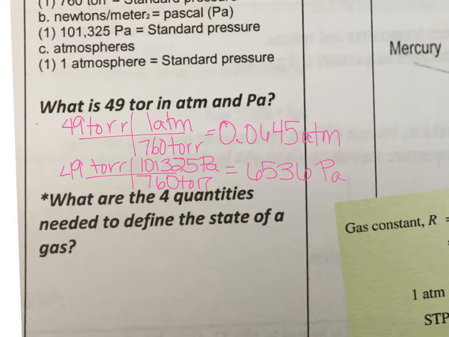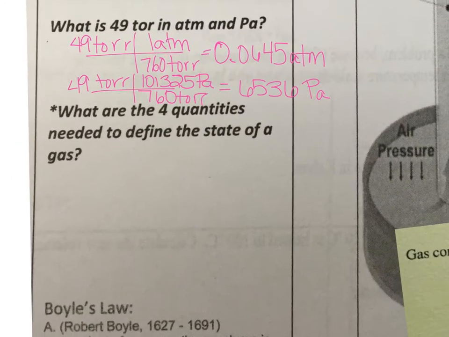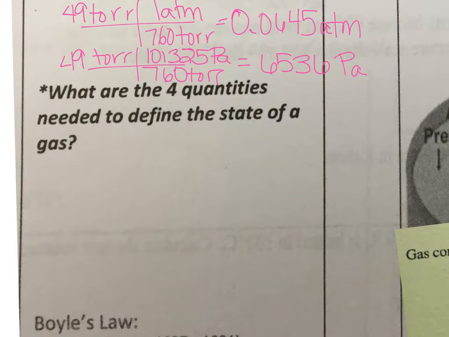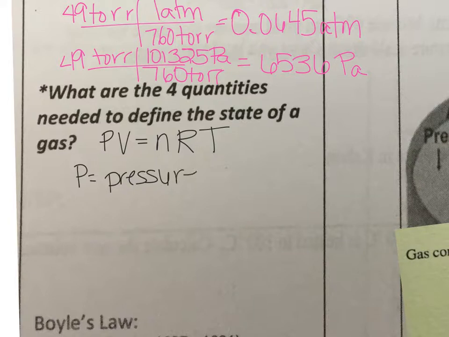All right, let's push that off to the side. What are the 4 quantities needed to define the state of a gas? What that means is, who remembers what the ideal gas law is? PV equals nRT. There we go. So in there, what are the 4 variables? What is P? We're going to write out all of them. V is volume.